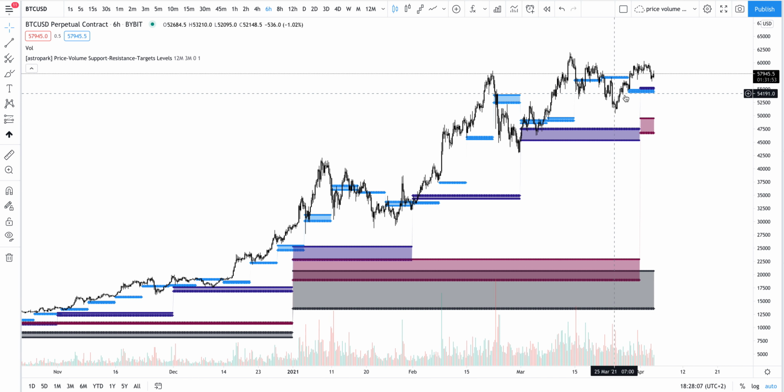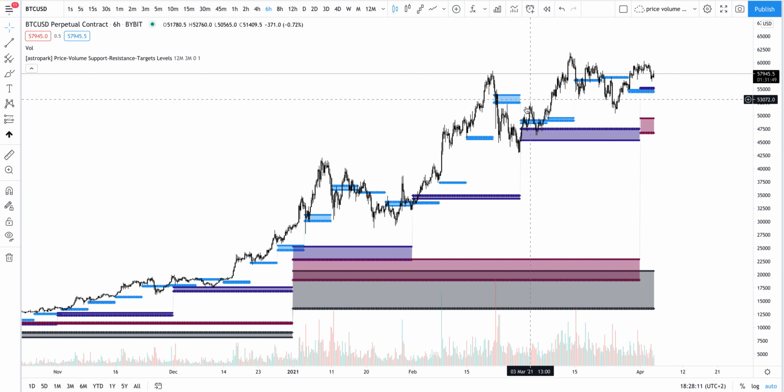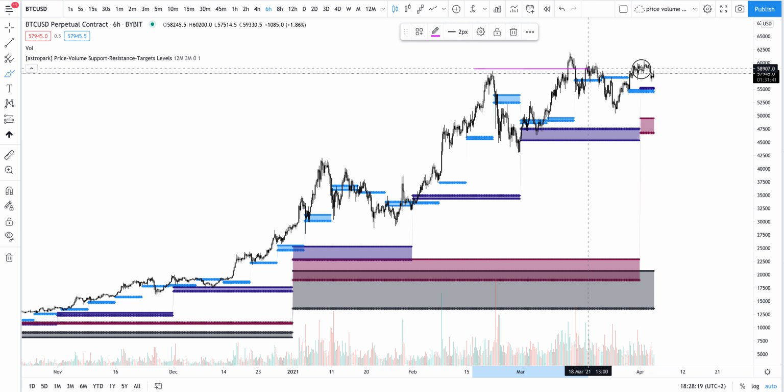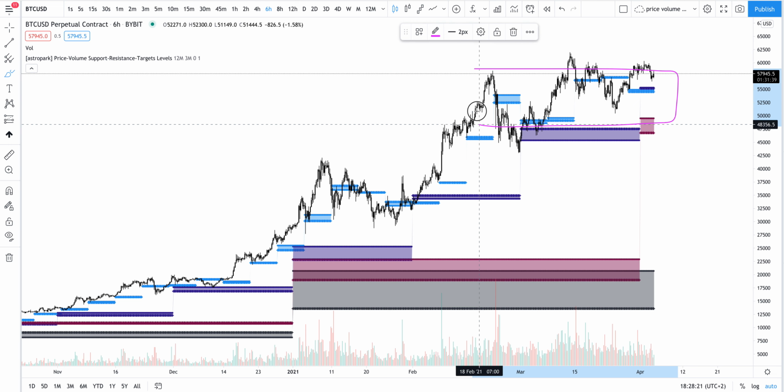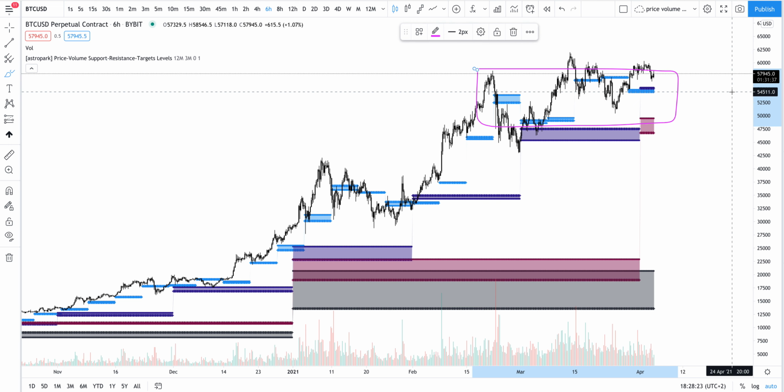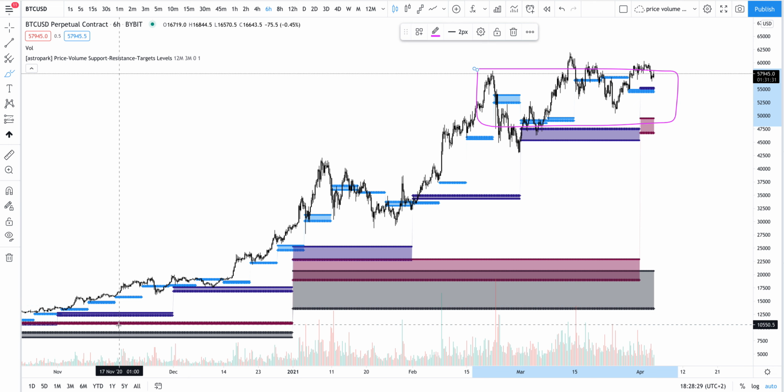Okay, so let's say here, for example, the weekly zones tell us that we are really in a consolidation phase because they are all in this range. Okay, great. But we know that on a monthly basis we are of course in a bullish trend.